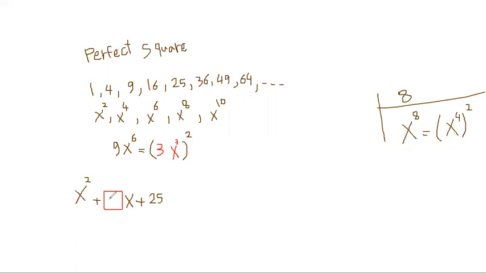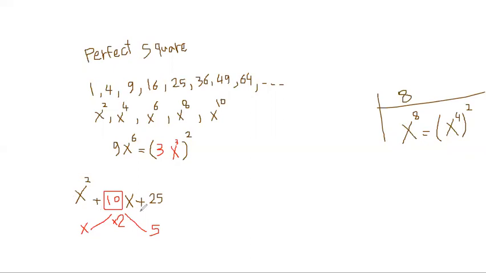Okay, so what is the middle term to be a perfect square trinomial? Find the root of the first, x squared, which is x, and the root of the third term, which is 5. Now multiply them and then multiply by 2. So x by 5 is 5x. 5x multiplied by 2 will be 10x. So if we write 10 here, this will be a perfect square.